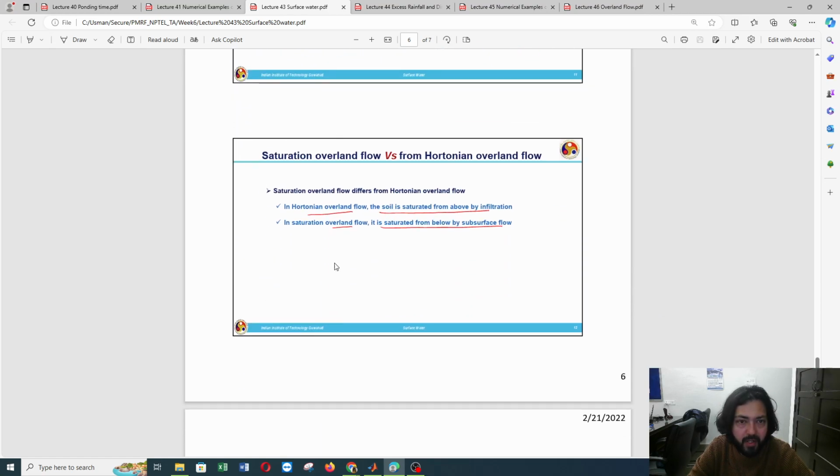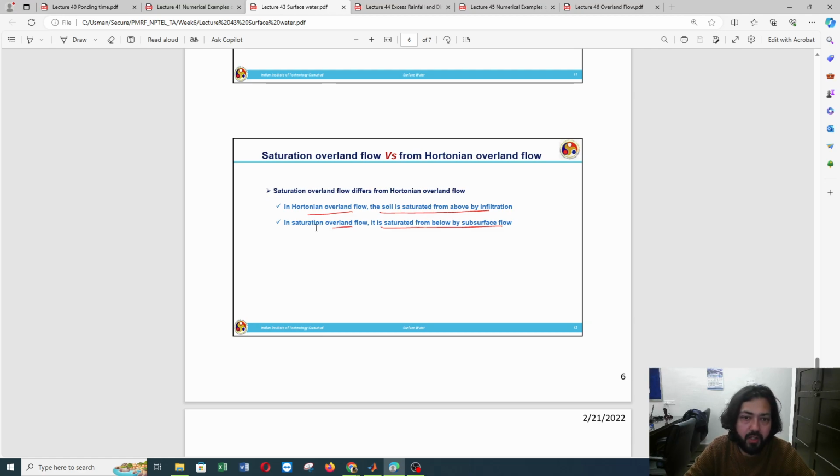If you want to summarize the overall concept of saturation and Hortonian overland flow, we can do it from this slide. The slide says that in Hortonian overland flow, the soil is saturated from above by infiltration. It means first infiltration will occur, and then whatever water is left will overflow and enter the outlet when the soil is saturated, but it stays above the surface.